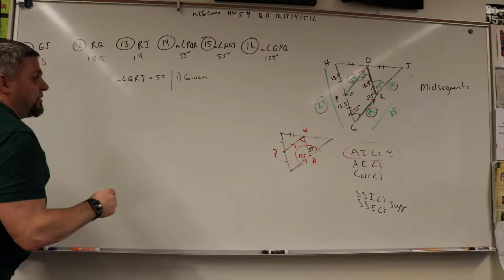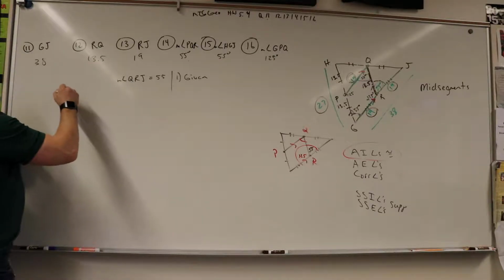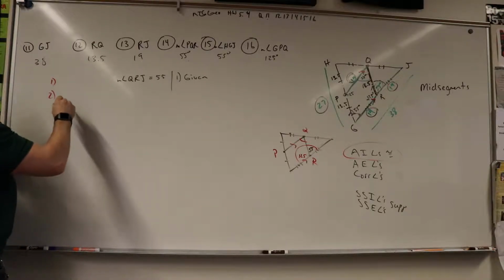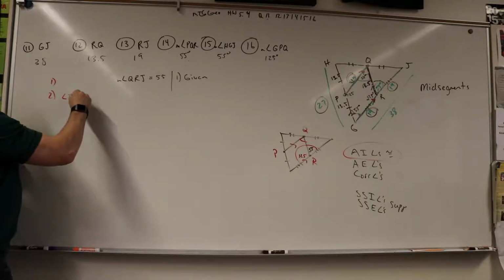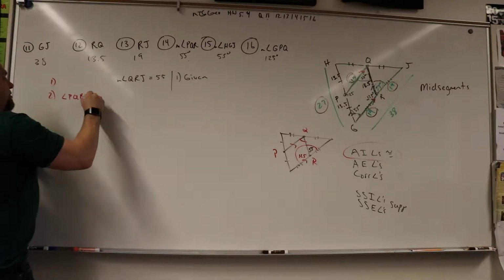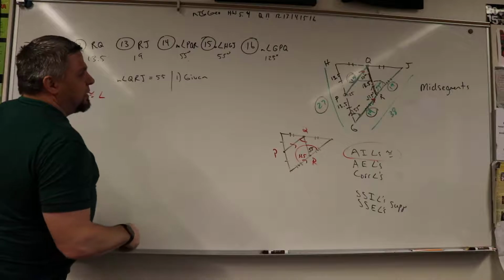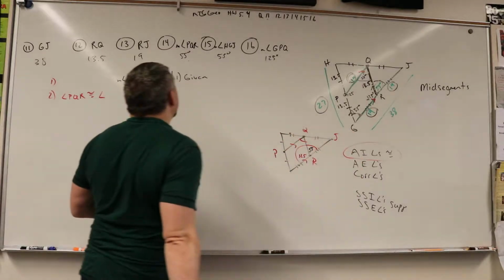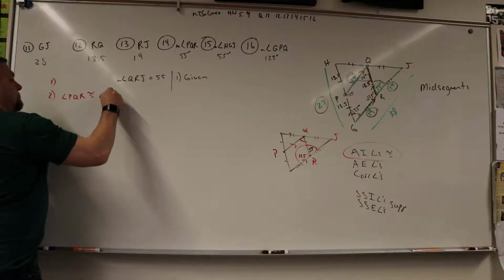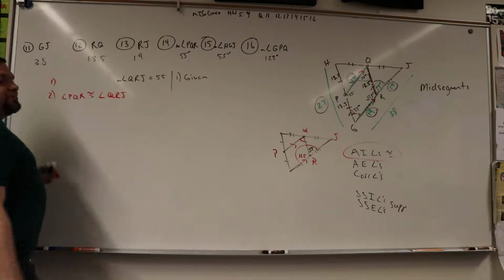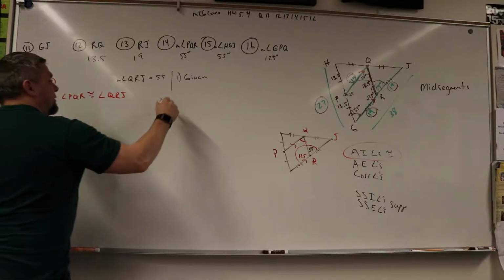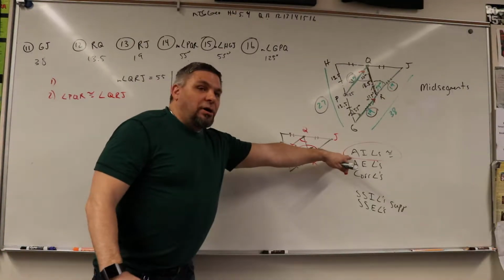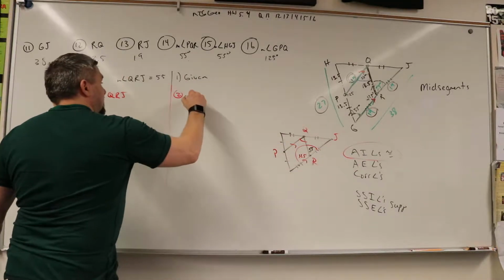So I know that this is 1, so 2, I know that angle PQR is congruent to angle, what did they give us? QRJ. Why? Because alternate interior angles.